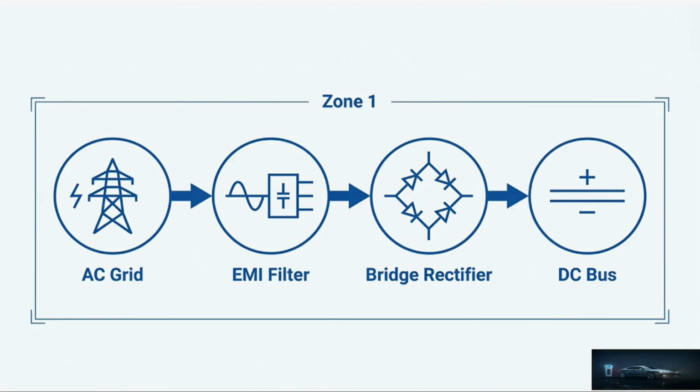Now, the fourth element is the DC bus. Now we have the pulsating DC, but we need a much more stable DC bus for the next stage. This is where the DC link capacitor helps smooth the voltage.